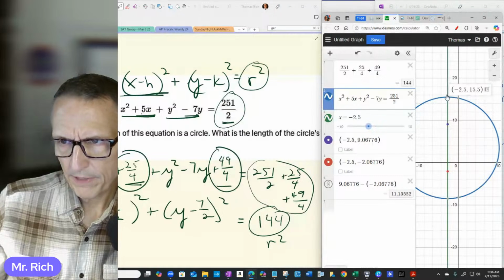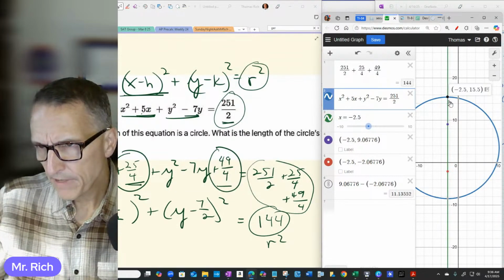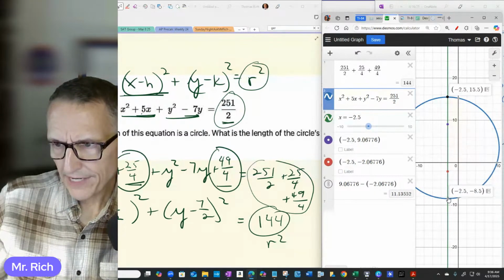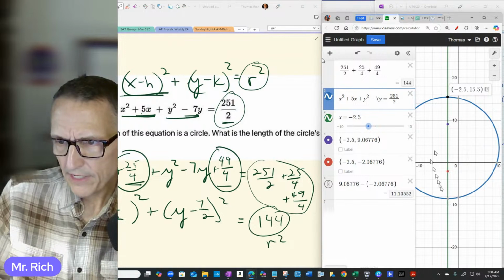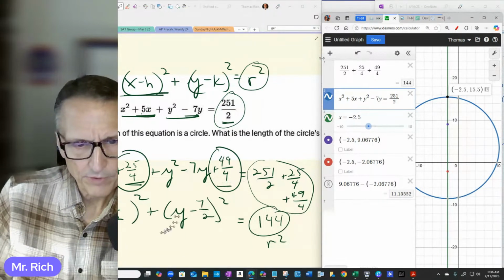So if you look up here, this y coordinate is 15.5, and now it's negative 8.5. So that distance is 24 units, right? From 15.5 down to this point at negative 8.5. So that's 24. That's the diameter. Cut it in half, you get r equals 12.